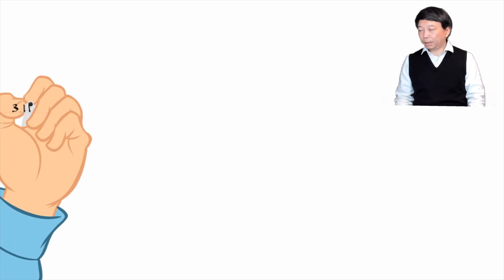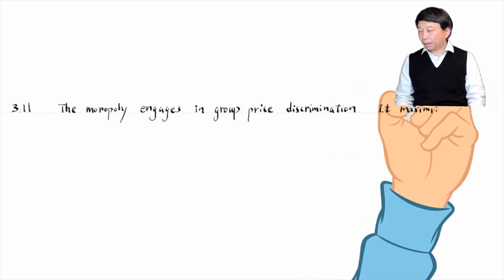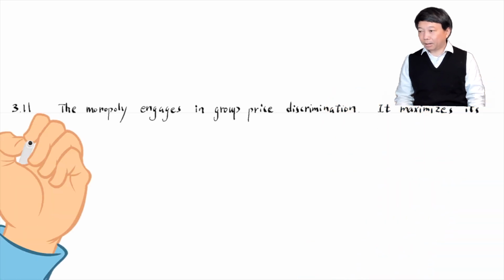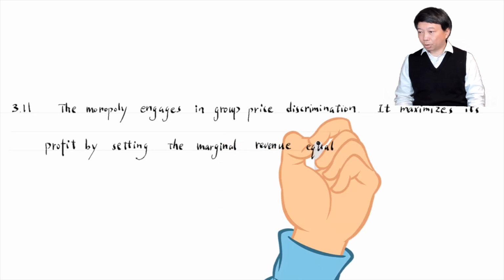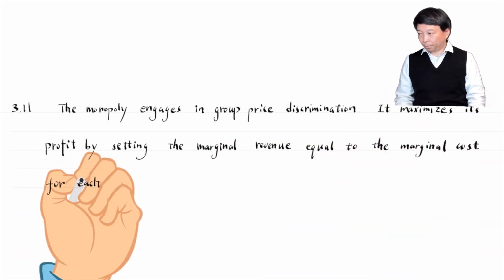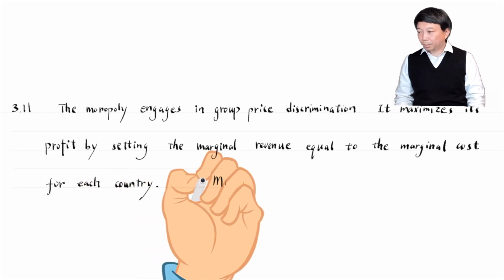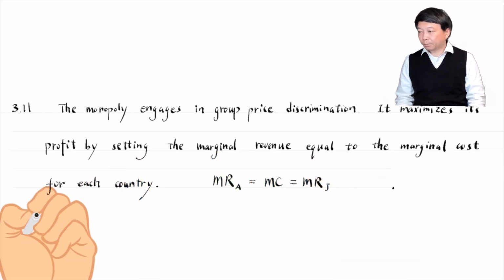The monopoly engages in group price discrimination. It maximizes its profit by setting the marginal revenue equal to the marginal cost for each country. We then use the relationship between marginal revenue, price, and elasticity of demand to find the answer.